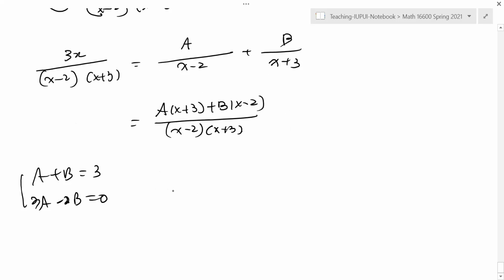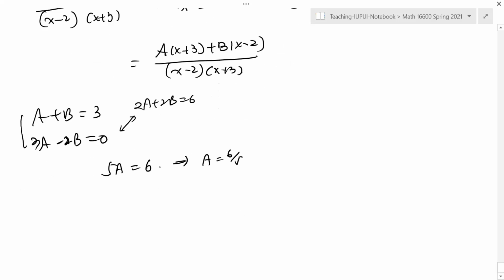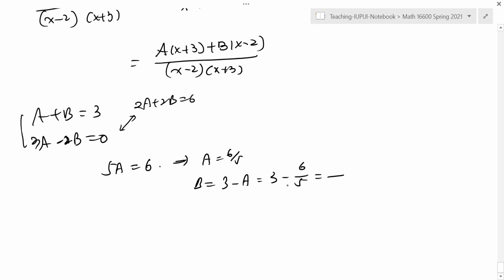How to solve these two equations? Well, a quick way to do it is you modify the first equation: 2a plus 2b equals 6. Then you add these two together so I can get rid of b. So 5a equals 6. So a is going to be 6 over 5. Yeah, add them together. So when you get a, then you can get b. b is going to be 3 minus a. 3 minus 6 over 5, and that's 15 minus 6, that's 9 over 5. So you get a and b, and then you solve the problem.